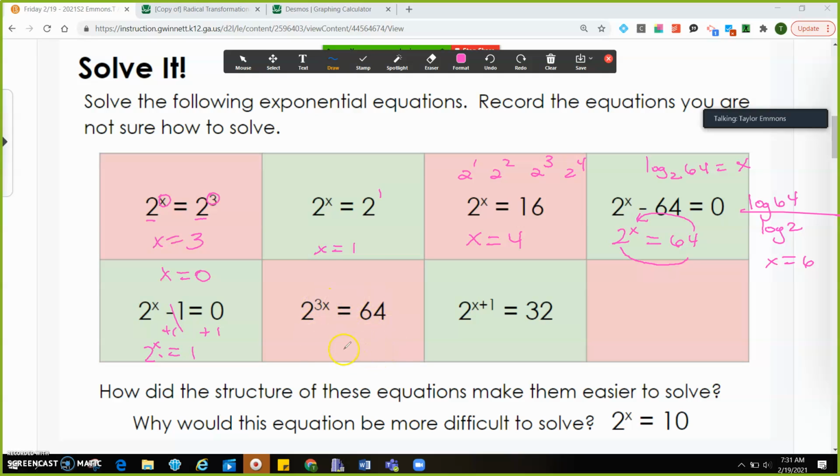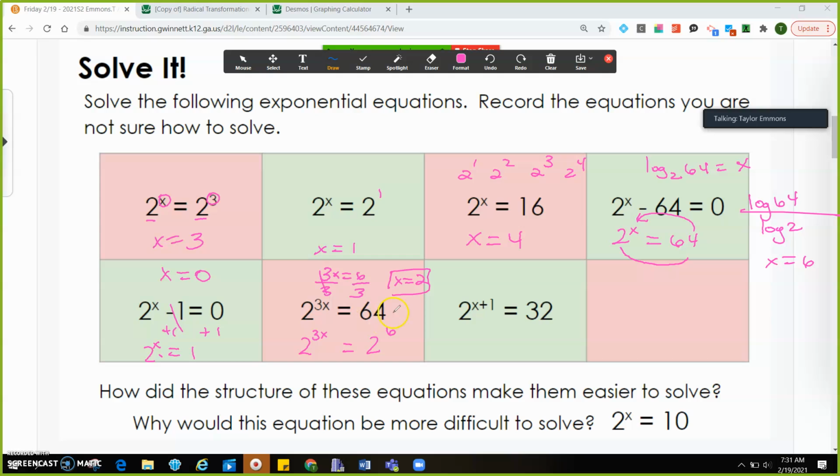We know that we've got 2 to the 3x on this side. And we know that 2 to the 6th power gives us 64. Notice how I can rewrite this 64 as 2 to the 6th power. So now our bases are the same. So I'm just going to take my exponents, set them equal to each other, and then solve. So x is going to equal 2.